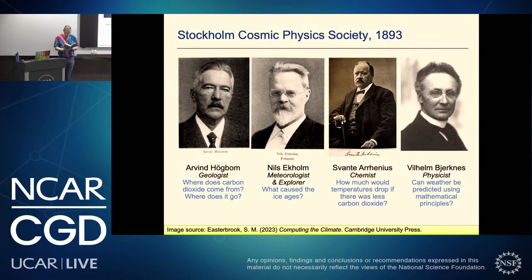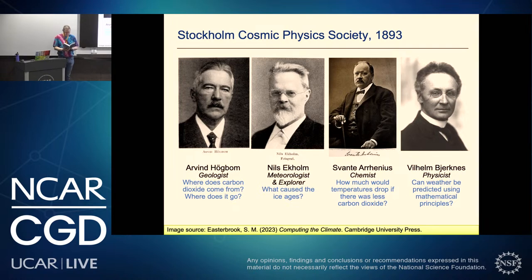In the group were two remarkable young scientists, Svante Arrhenius and Wilhelm Björknäs. Both served as lecturers in the early 1890s at the Stockholm Högskola, which later became the University of Stockholm, and both were promoted to professors of physics in the same year, 1895.